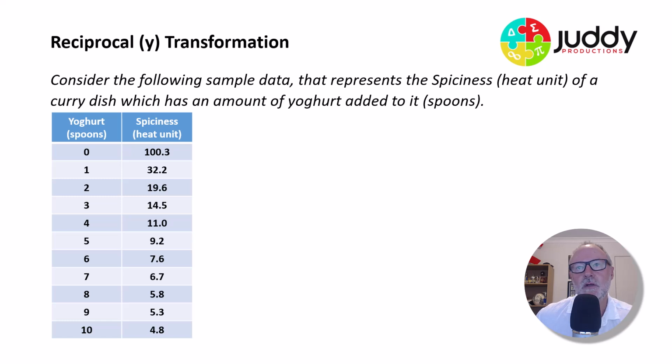In the first column, we have yogurt in spoonfuls, and in the second column, we have spiciness in heat units. And you can see that the more spoonfuls of yogurt, the less the spiciness of the curry dish.